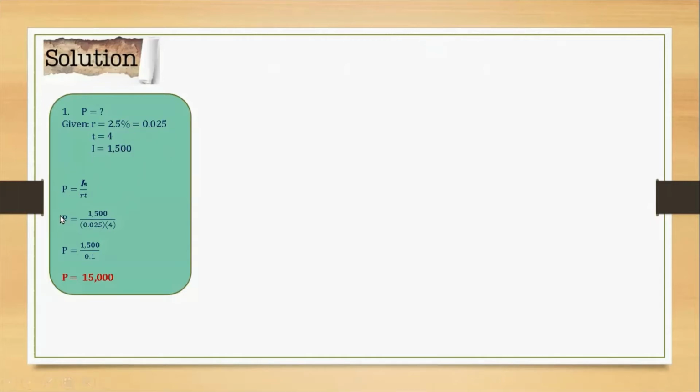We have there P is equal to IS, which is the interest. That's 1,500 over, substitute the value of R, which is 0.025. If you are asking, sir, why are we using the decimal value and not the percent value? Because in operating, you cannot solve 2.5% of 4 immediately.